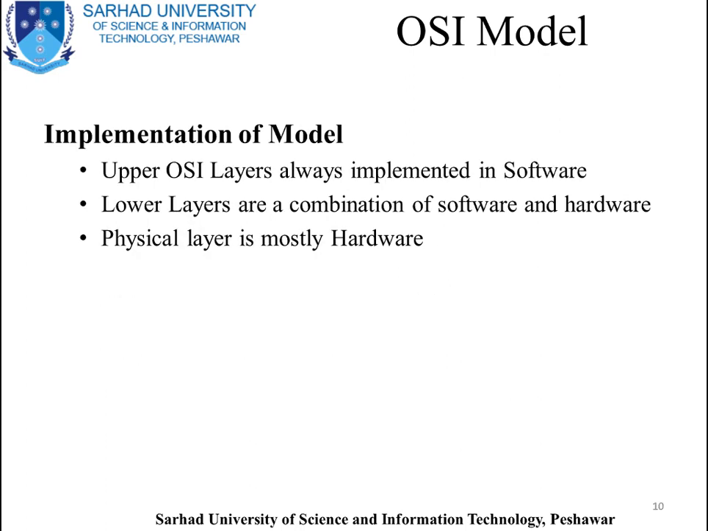Now, implementation of these models is very important to understand: the upper layers of the OSI model can be implemented in software. As I've told you, the application layer, presentation layer, and session layer, you can manipulate data in any browser or any software if you want to. So these are basically developed in software. Lower layers are basically a combination of software and hardware. You will see routers, switches, hubs, etc. So these layers will be mostly software as well as hardware, but the physical layer is the majority hardware, because you need modulators and different kinds of devices. We will look over that in coming slides. So the physical layer will be mostly comprised of hardware.